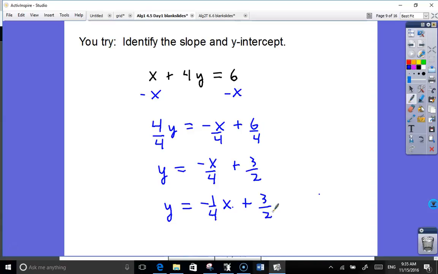So the m then, come on. M is that number, and it does not include the x. If you include the x, you're going to get points off, because the slope is only the number in front of the x. And the b is that number, 3/2. Too easy.